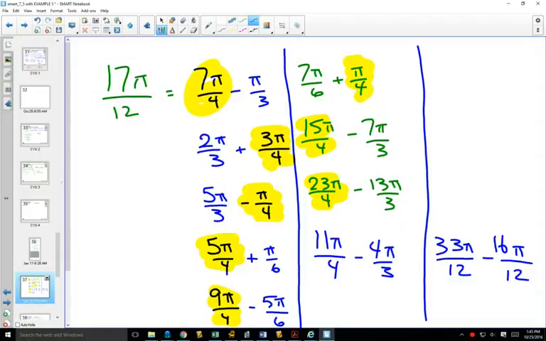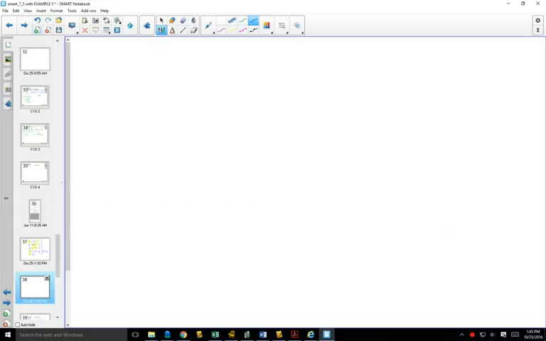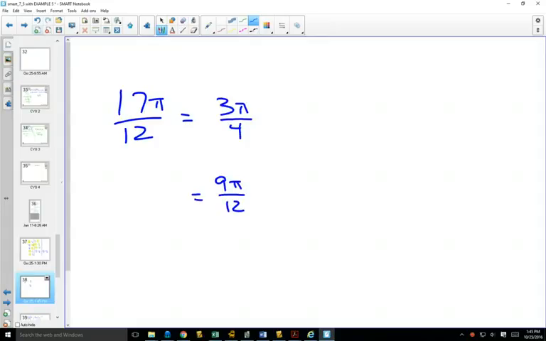If you choose any pi over 4 to start with, you will always be able to get one that works. So my recommendation is if you get 17 pi over 12, choose a pi over 4 that's close to that. Let's say you choose 3 pi over 4. 3 pi over 4 is the same as 9 pi over 12. What would you have to add to 9 to make 17? 8. And when you reduce that, you will always get something else on your pi plate.